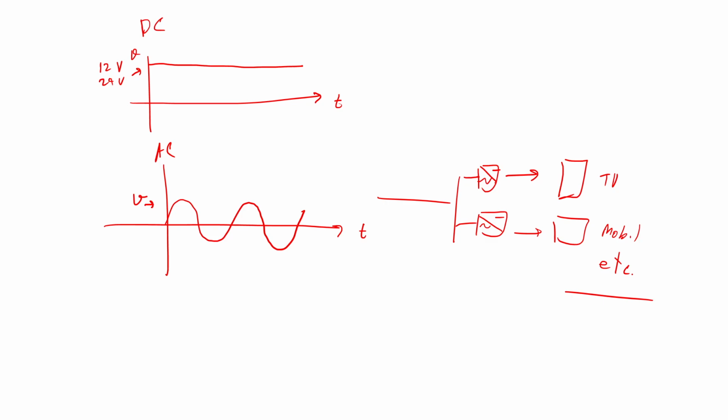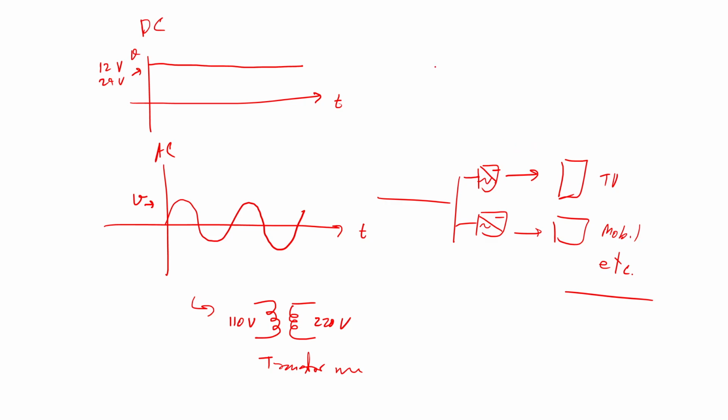We use AC because we can convert the voltage easily. The voltage can be stepped up and stepped down by using a device called a transformer. If we have a transformer, we can convert the voltage like 10 volts to 220 volts. We can step up and step down really easily. When we transmit large amounts of electricity, we step up the voltage to high voltage.